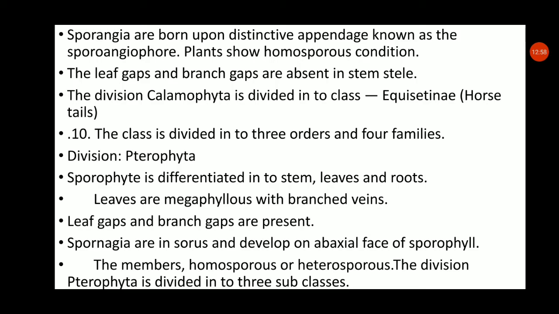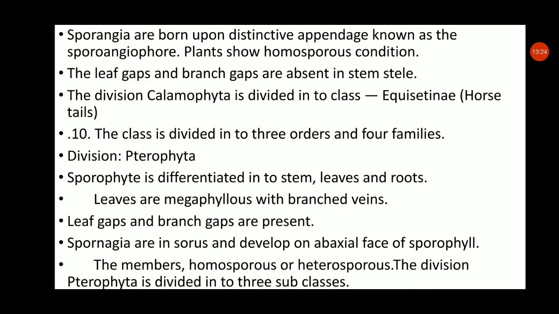First is the sporophytic character, that is the sporophyte is differentiated into stem, leaves and root. Next, the leaves are megaphyllous, with large size and branched veins. Leaf gap and branch gap are present inside this. Next, the sporangia are in sori and developed on the abaxial face of the sporophyll.